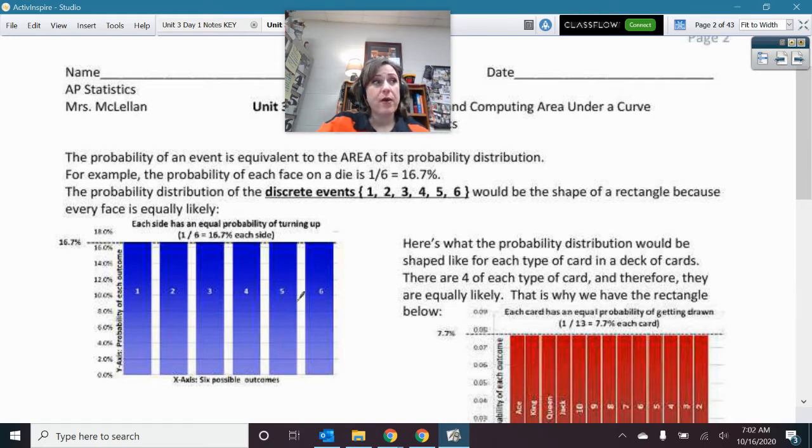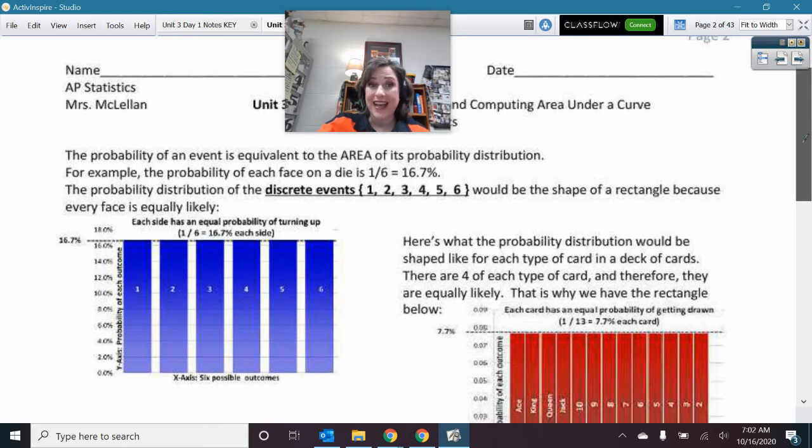If I wanted to calculate, say, the probability of getting a 3 or less, then this area of 3 or less is half of the area of this shape. And this shape, of course, represents 100% of the possibilities. So that's the connection there.